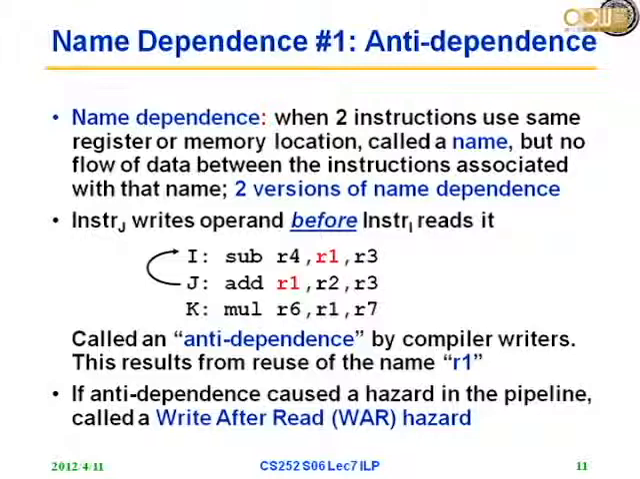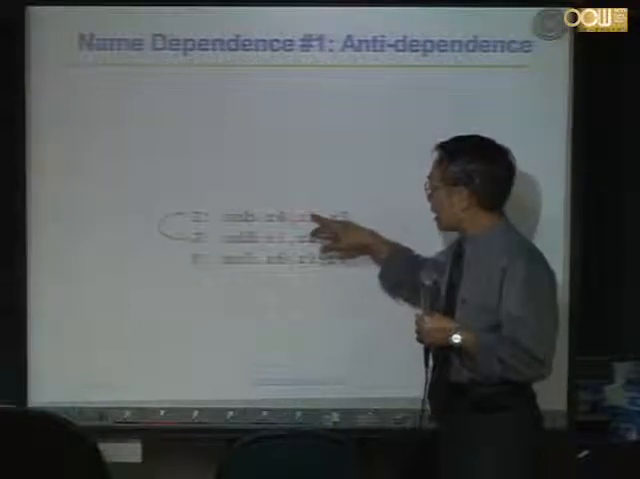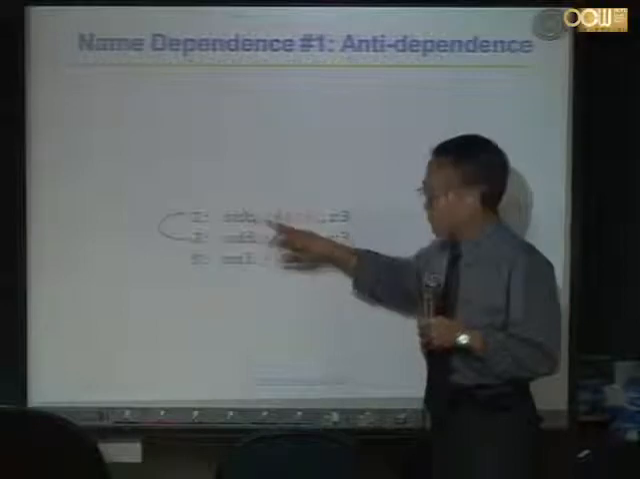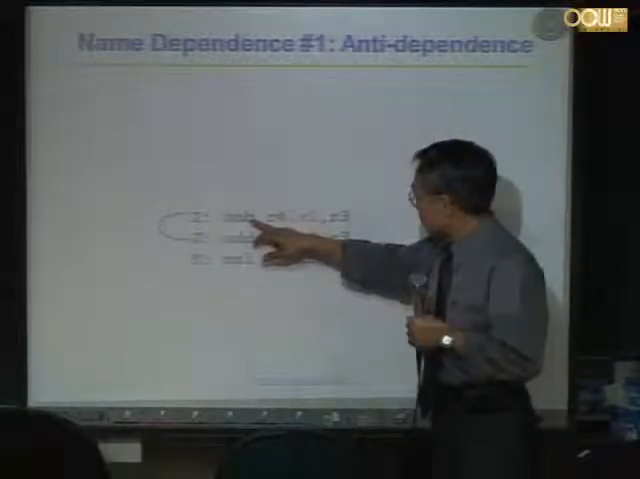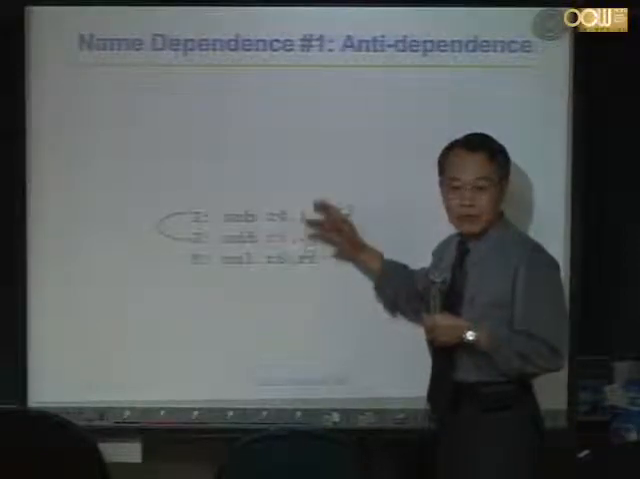Okay, name dependence. So we want to write to R1, but this R1 will be read by a previous instruction in program order. In program order, what if in real execution order this instruction gets executed before R1 is read by the subtract? Then perhaps this instruction will read off a wrong value, an updated value, right?